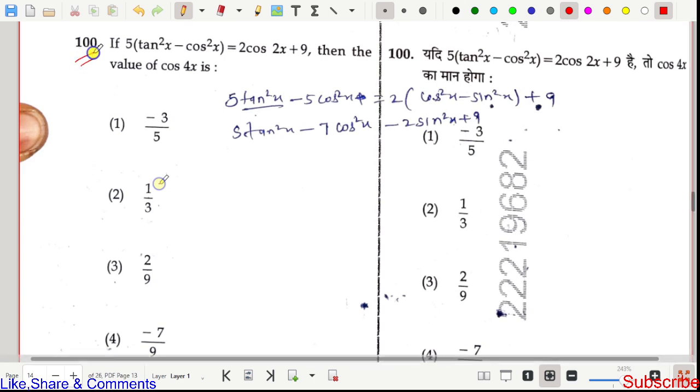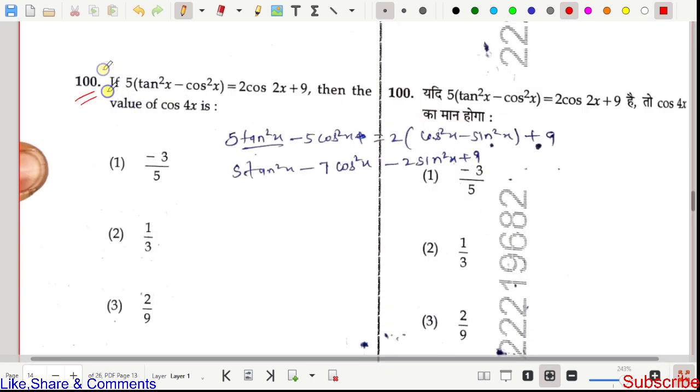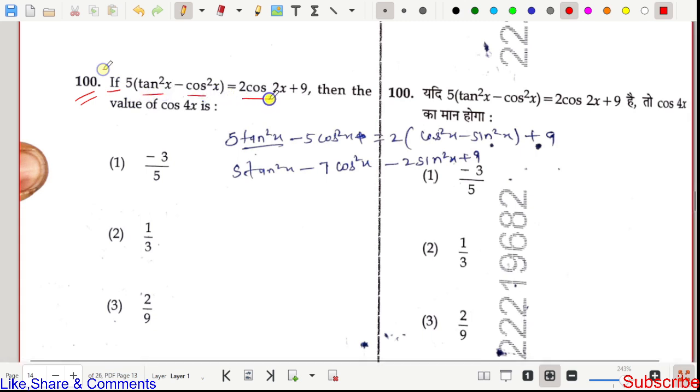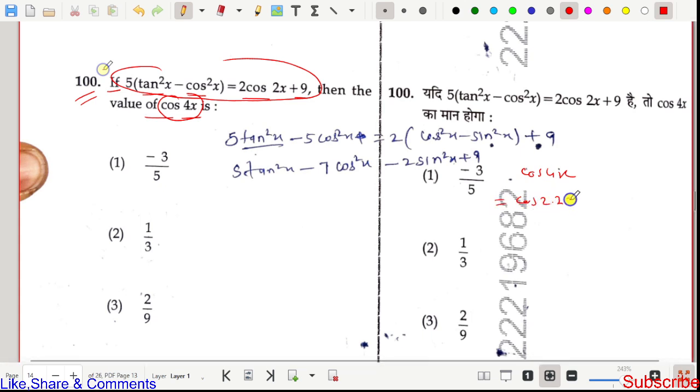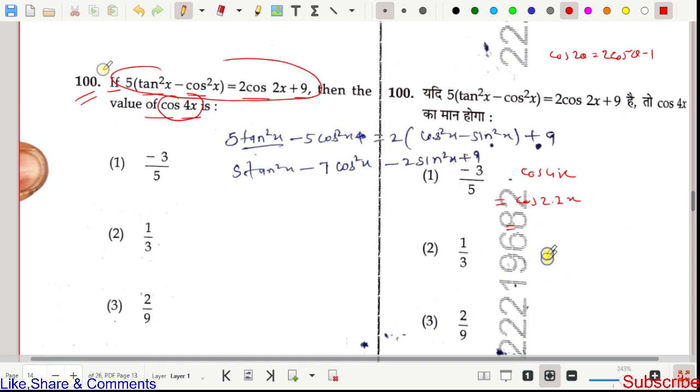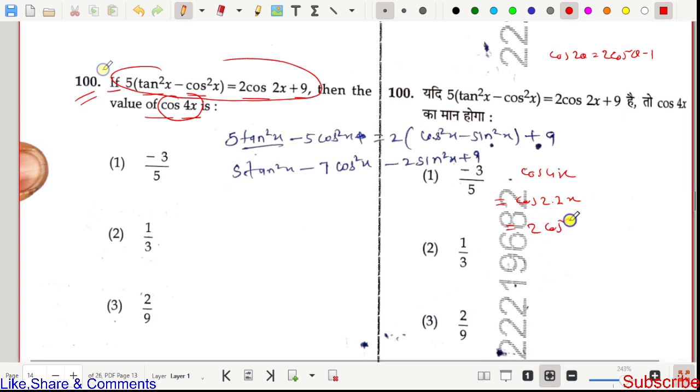See the next question, question number 100. If 5 into tan square x minus cos square x equals 2 cos 2x plus 9, then find the value of cos 4x. So this relation is given, we have to find the value of cos 4x. So first of all we are expanding the cos 4x. Cos 4x, that means we can write cos 2 into 2x, and we know that the cos 2 theta formula is 2 cos square theta minus 1, that means 2 cos square 2x minus 1.